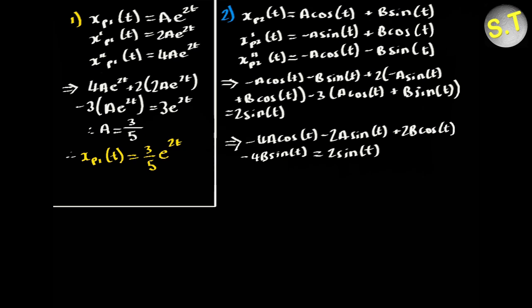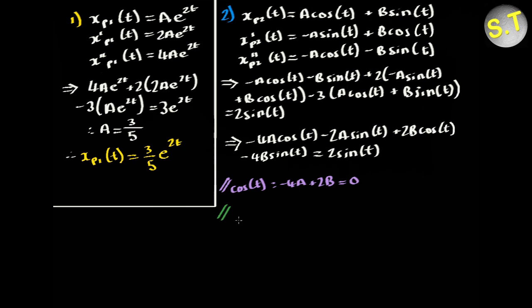So now that we've got a bit more space, we can continue evaluating this function. And we could divide this all through by 2, however we'll just leave that till the end. So if we evaluate first off the cosine of t's, you can see that we have minus 4a plus 2b is equal to 0.